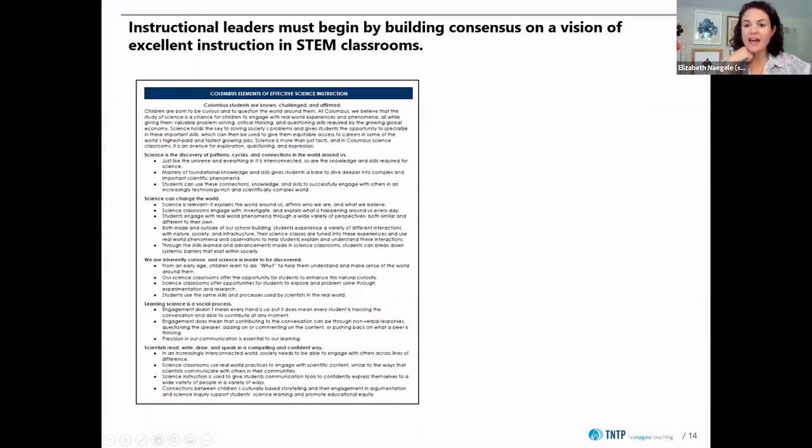So let's talk about what that looked like specifically in a science classroom. Like we said, our strongest schools had a clear vision for what excellent instruction looked like, and those are the ones who are most likely to provide the 4 key resources.